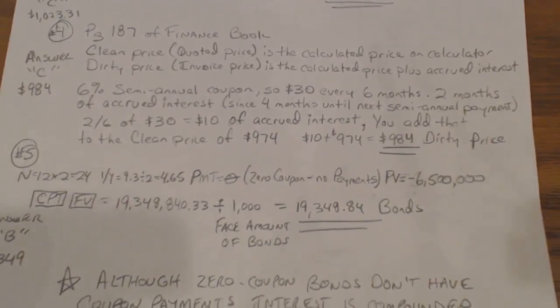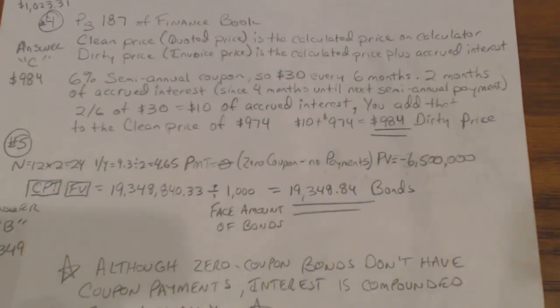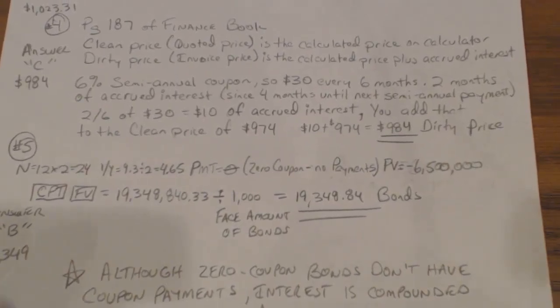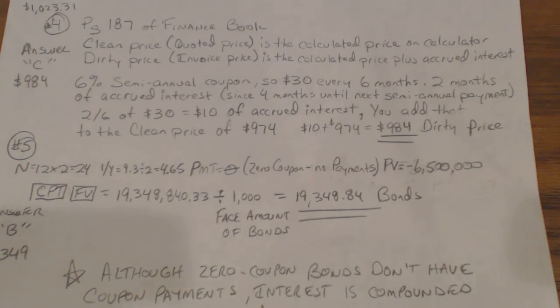And then problem number 5, Waffles and More. Okay, there's nothing really hard about this problem except that you have to know a few things. First, they're trying to raise 6.5 million. If you're trying to raise 6.5 million, that's your present value. You got to make that a negative number, remember, when you input it in your calculator.